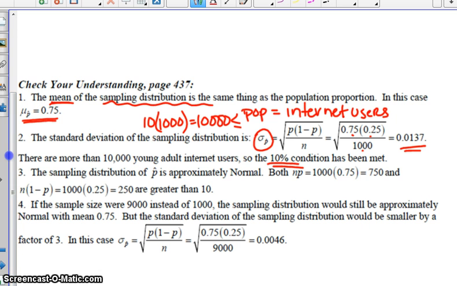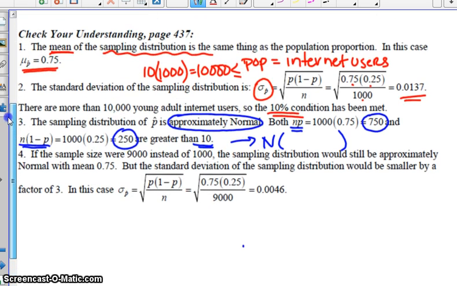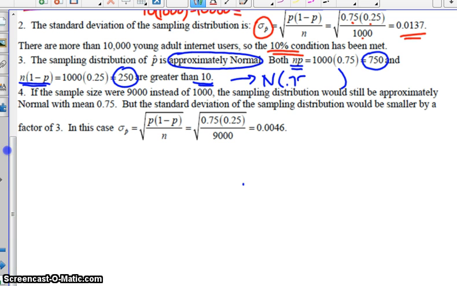Third question asks, describe your distribution. Again, that's your SOCS idea. The first thing is looking at shape. What we've got to think about here is that I'm trying to get to the idea that it's approximately normal. So I need to check n times p and n times 1 minus p. I expect out of my 1,000, 750 are watching the videos and 250 are not, which are both greater than 10, therefore normal. With my normal distribution, my mean is 0.75, my standard deviation 0.0137.